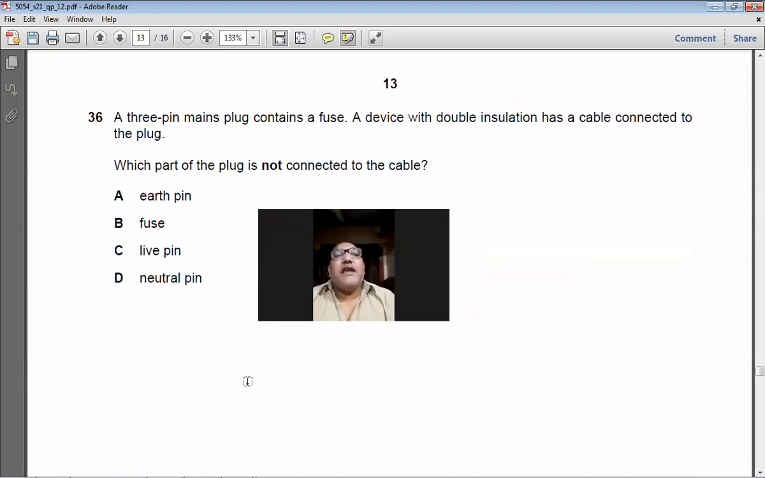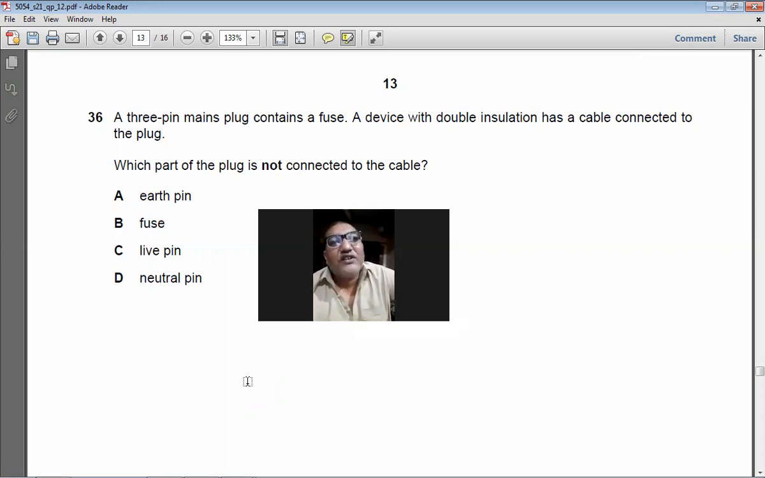A 3-pin main plug contains a fuse, a device which with double insulation has a cable connected to the plug. So the double insulation does not require the earth wire. Actually, you know that it requires neutral wire, it requires live wire, but it does not require the earth wire because it has double insulation. It means it has double layer of plastic around it. So there is no chance that the live will come in contact with the body, and the body will become live. There is no chance because the body is made of plastic. So there is no need for the earth wire.